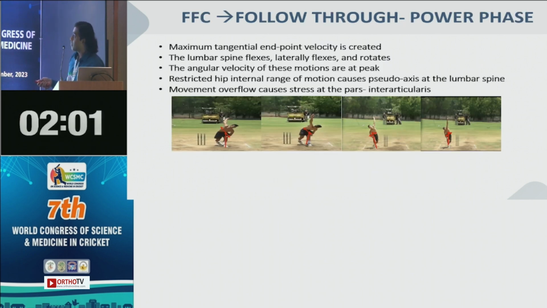But the moment it comes to front foot contact to follow-through, which is the power phase, this is where your maximum tangential endpoint velocity is created. So the bowler is trying to bowl as fast as possible.